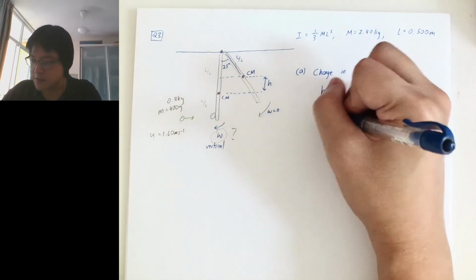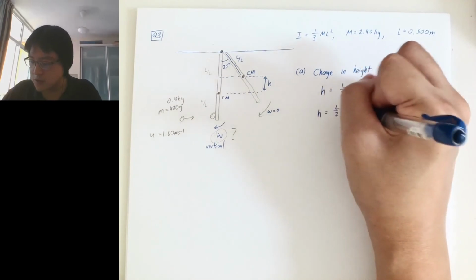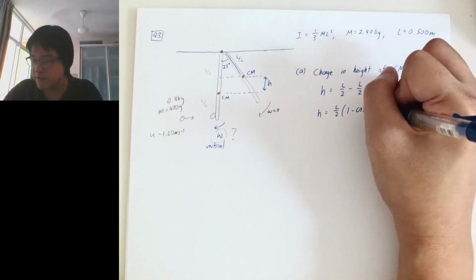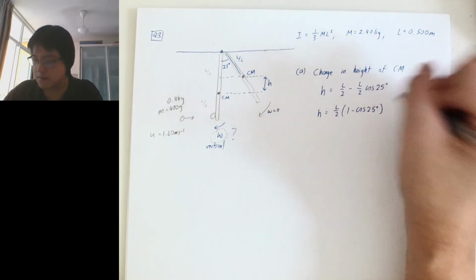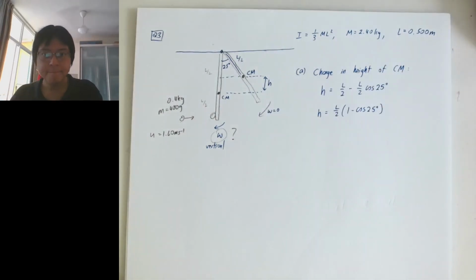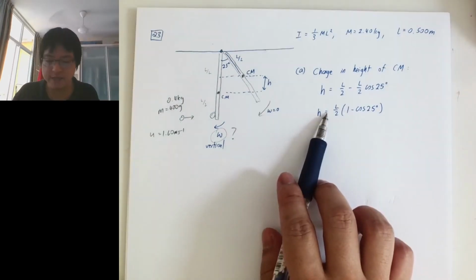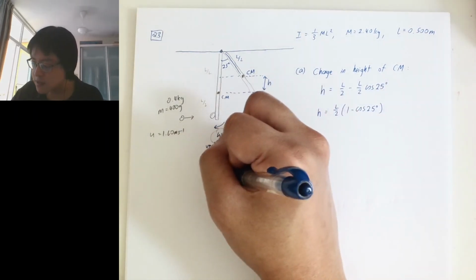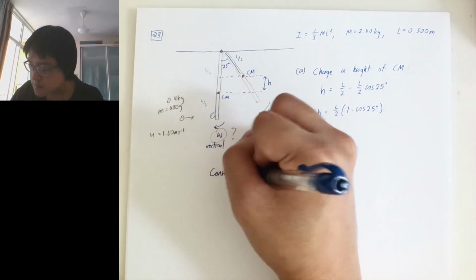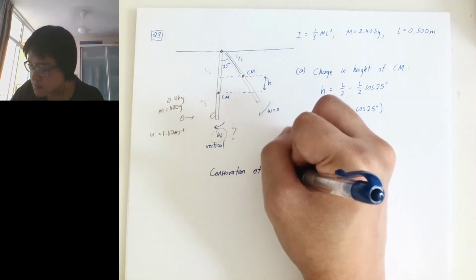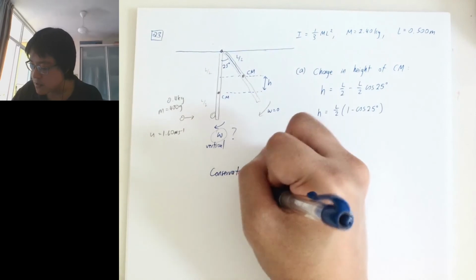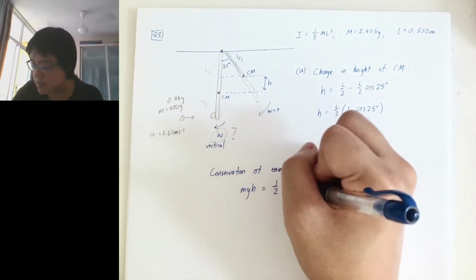Okay, do you agree? L over 2, 1 minus cos 25. So no objection, right? The change in height is given by this formula. Once I know the change in height, the rest is very easy. Conservation of energy: the change in potential energy will be converted into the kinetic energy.